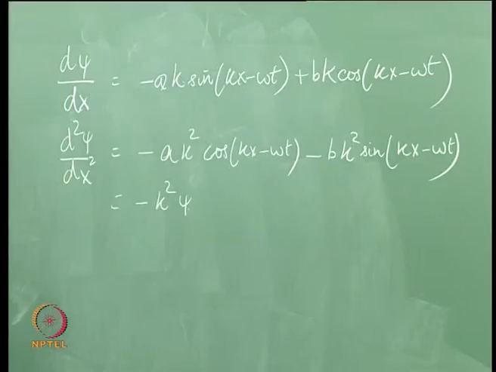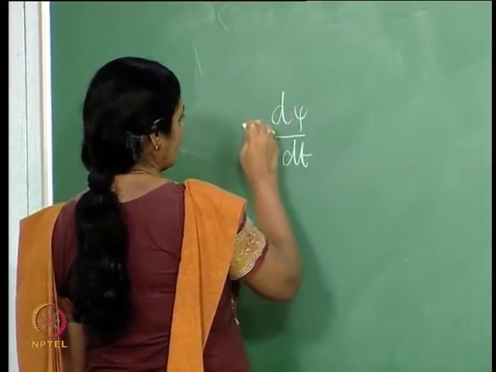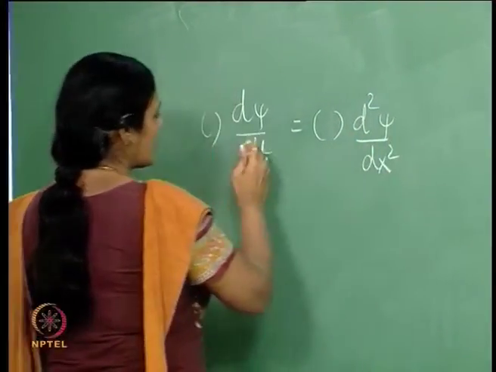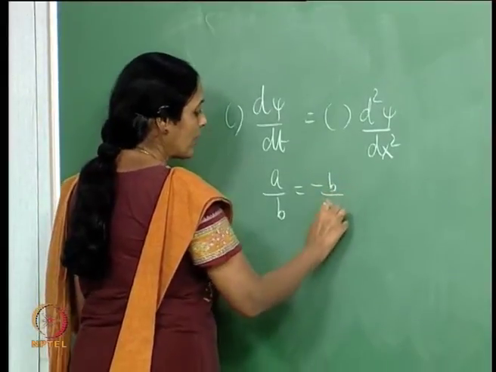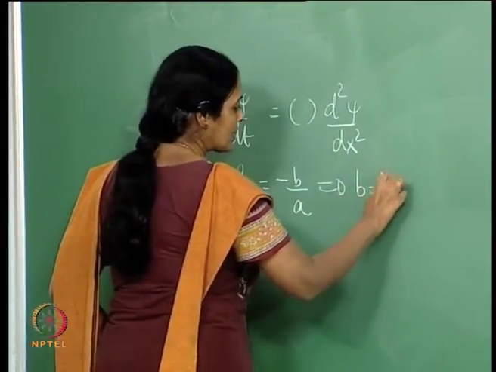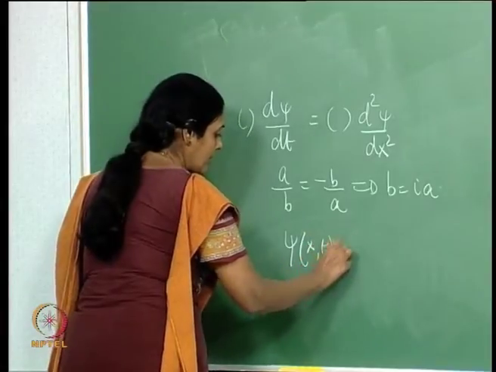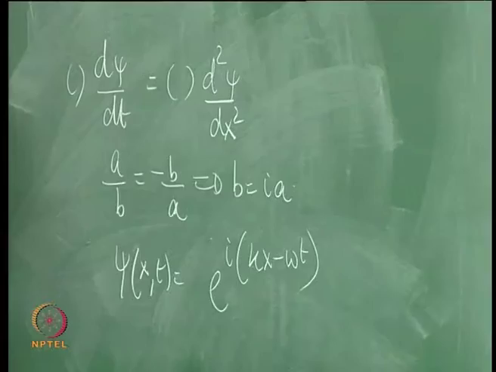This is minus k²ψ, d²ψ/dx² is minus k²ψ, and therefore from this I get, if I have to equate dψ/dt times some coefficient as d²ψ/dx² times some other coefficient, then I get a/b is minus b/a, which implies that b is ia, and then it follows that ψ(x,t) is e^{i(kx − ωt)}, apart from a phase. That is not to say that this is the only solution.